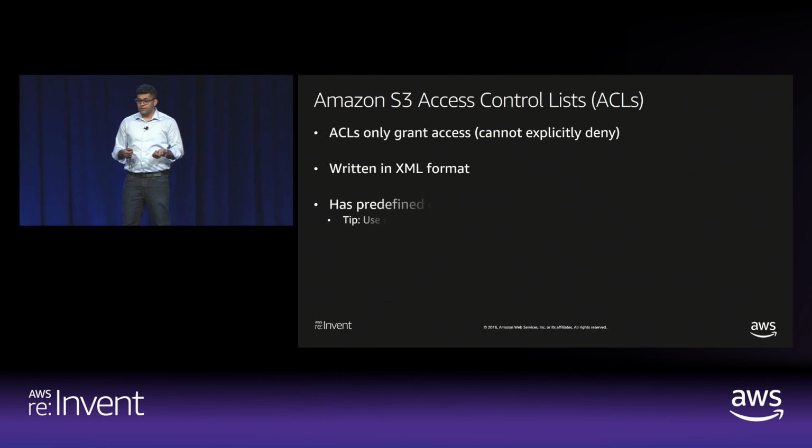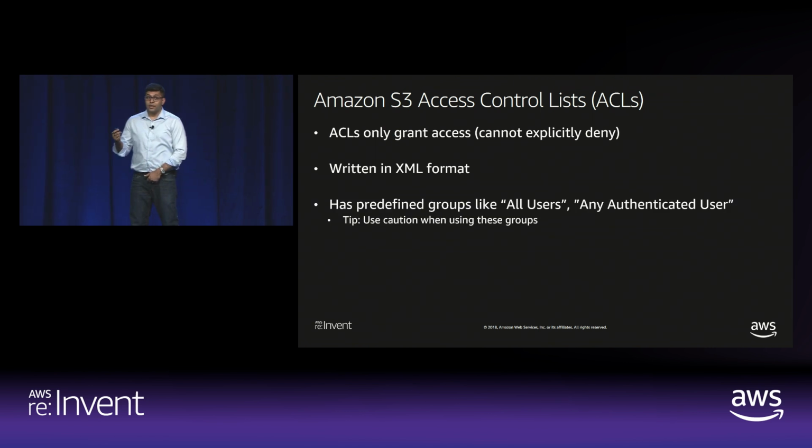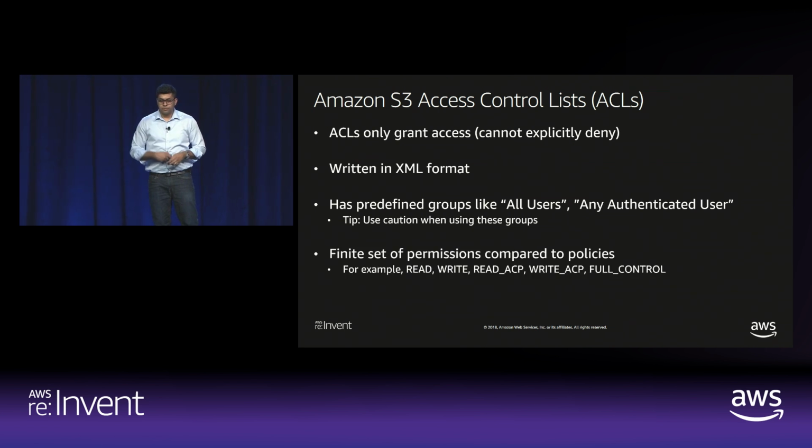It's written in XML. You can grant access to predefined groups, such as all users and any authenticated user. So first pro tip is you should use caution when you're using ACLs, especially with these groups, because you're opening up your bucket or your object to the public. ACLs also give a finite set of permissions. So you can do read, write, full control. Full control is something that you need for cross-account access. And we're going to discuss that when we move to cross-account access in S3.